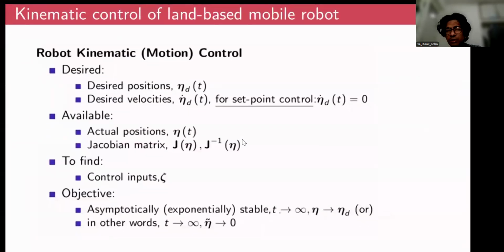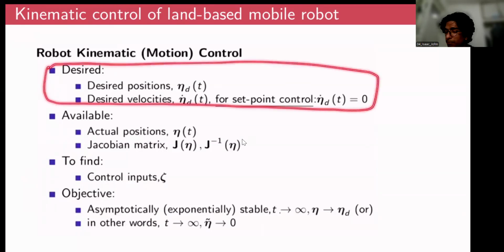So we would just briefly go over some of these control philosophies. We would see this kinematic control scheme, and we would see a couple of examples from the dynamic control scheme. So in a kinematic control scheme, we have two desired parameters.